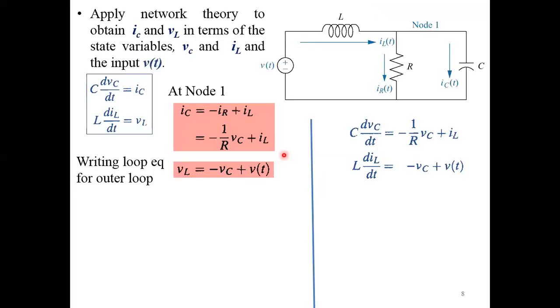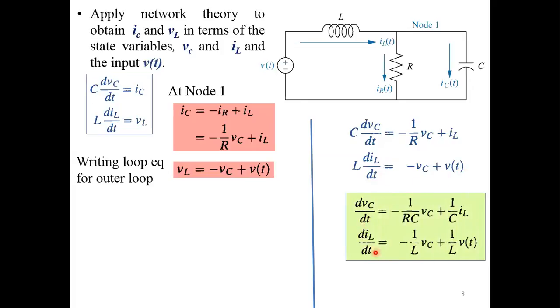So here we have C dV over dt equal to IC, and we get the value of IC equal to this term. We will place this term in this equation. Similarly, the VL value is obtained from here. Current is obtained from KCL, and VL is obtained from KVL. And taking these two terms in this equation, we get these state equations. These are first order equations. Dividing this equation by C and the second one by L, we get the state equations like this.